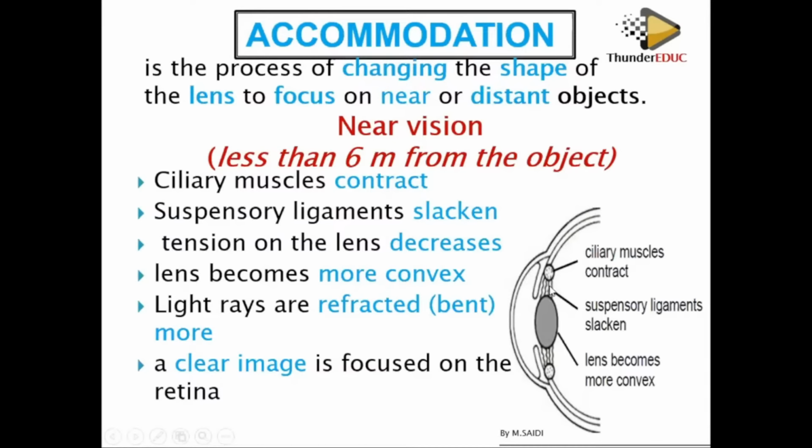The ciliary muscles contract, the suspensory ligament becomes slackened. When they slacken, the tension on the lens decreases, the lens becomes more convex, and then the refracting power increases. Light rays are bent to the retina more, and then a clear image is focused on the retina. That's how you can try to explain that.